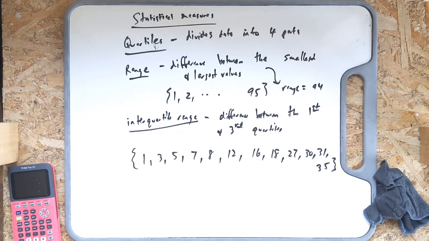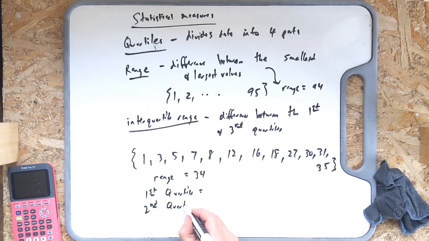So first of all, let's go through each of these in turn. I'm going to start with the range. The range is 35 minus 1, or 34. It's the entire extent of the data. You go from 1 to 35, which is a total of 34 spots. The quartiles: you have 3 quartiles. You have the first quartile, the median or second quartile, which is also the median, and the third quartile. Quartile means quarter, so this is 25%, 50%, and 75%.